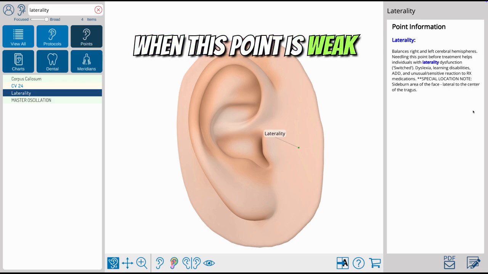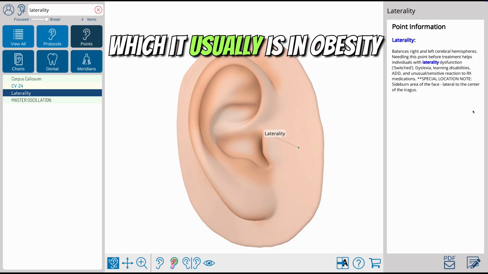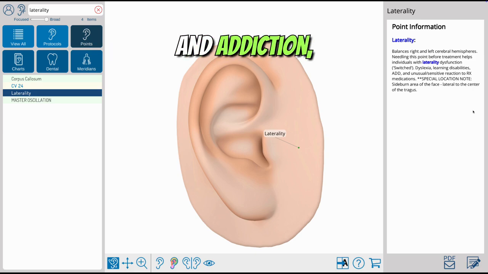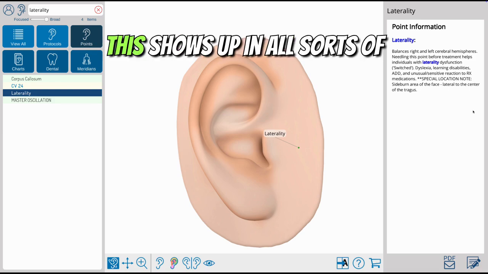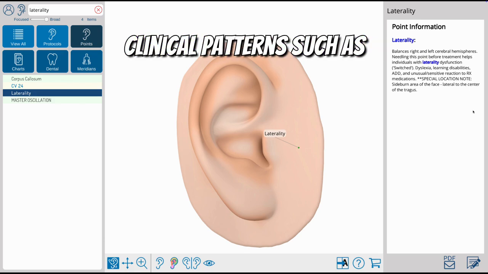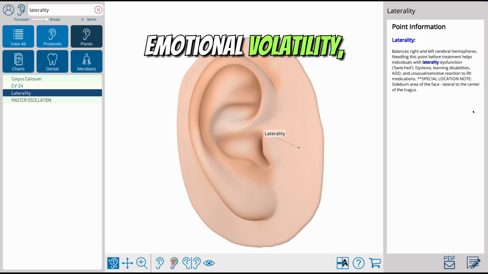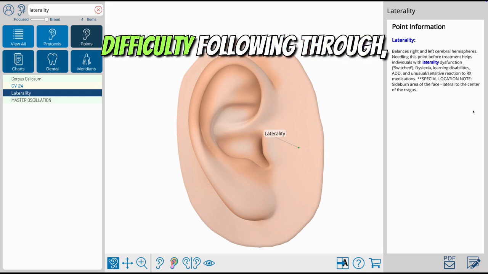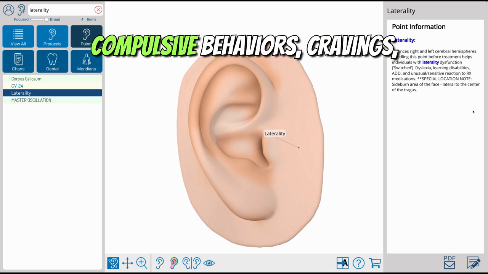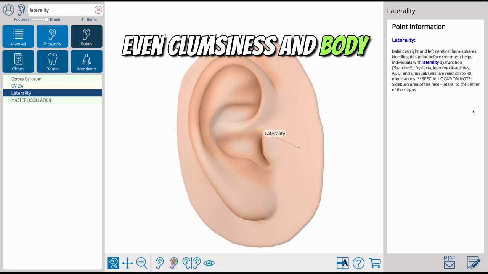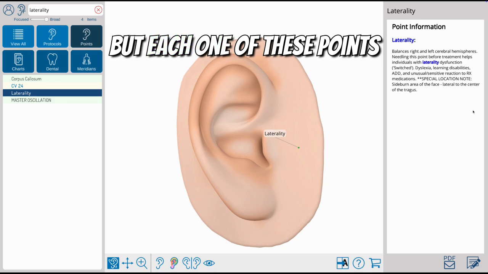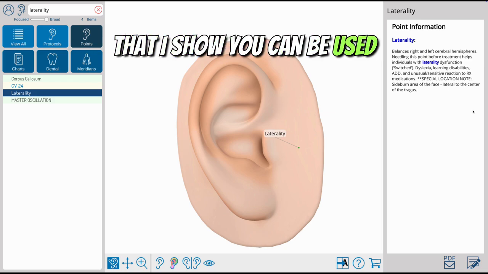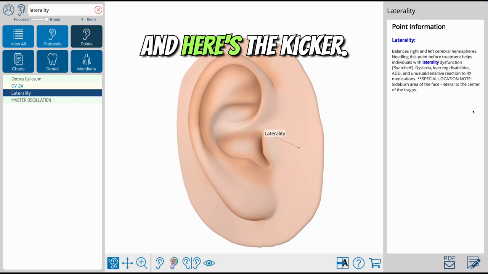The laterality point sits on the dominant ear, and it regulates left-right brain hemisphere integration. When this point is weak or shut down, which it usually is in obesity and addiction, the two halves of the brain aren't really communicating correctly. This shows up in all sorts of clinical patterns, such as emotional volatility, disorganized thinking, difficulty following through, compulsive behaviors, cravings, even clumsiness and body disconnection. So not only for obesity, but each one of these points that I show you can be used for other purposes.